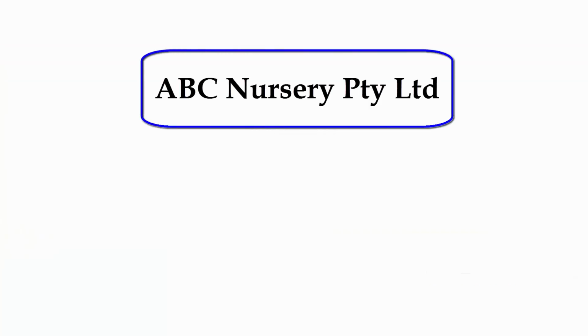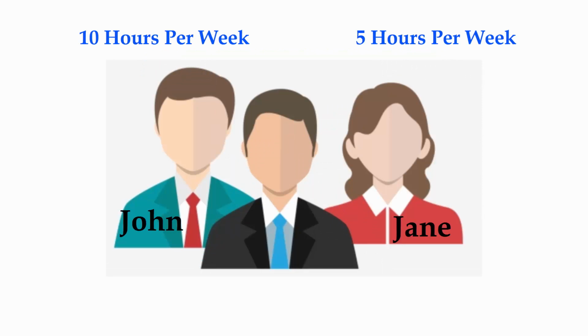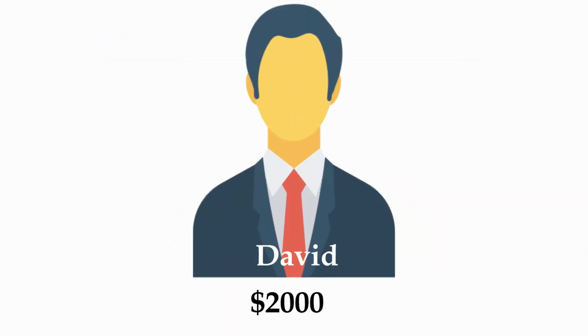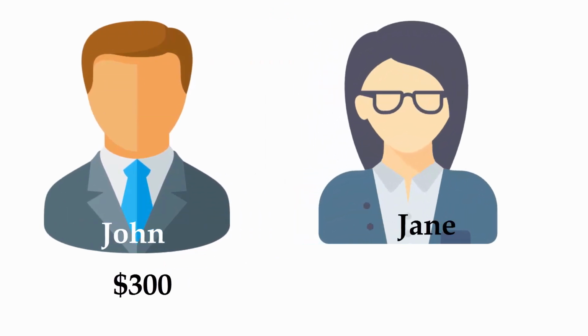For example, ABC Nursery Proprietary Limited is a business employing 2 staff, John working 10 hours per week and Jane 5 hours per week, with 1 working director, David. David pays himself $2,000 per fortnight. John gets paid each week approximately $300 and was working throughout the lockdown period. Jane normally gets paid each week approximately $150 but was not working when the lockdown commenced.